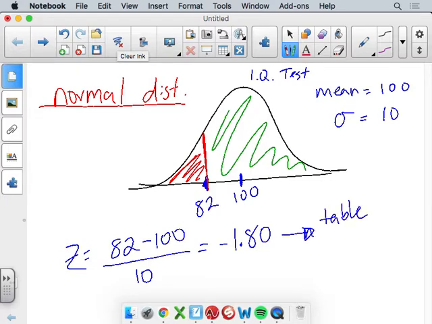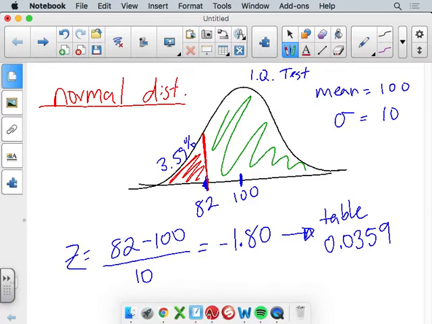So the table tells me 0.0359. Does that mean pretty bad, 4%? Yeah, that means 3.59% of people are below me. So I did not do very good on this.